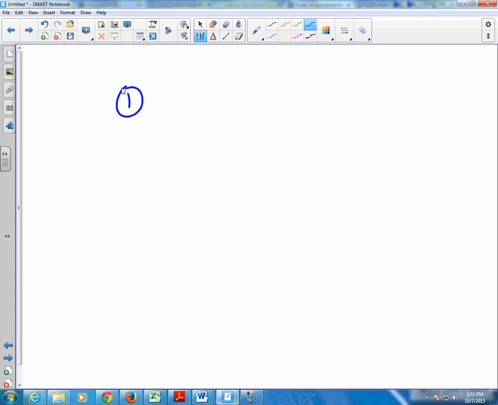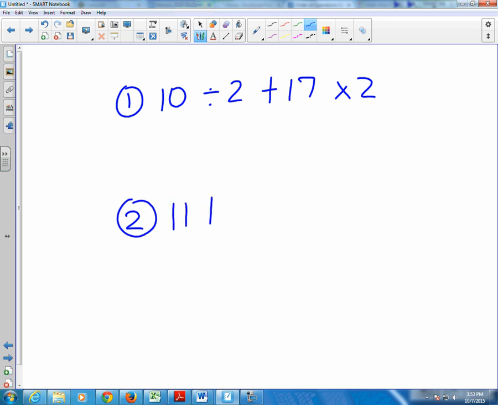Number 1: 10 divided by 2 plus 17 times 2. Leave enough space because you're working the problems down now. And number 2, we're going to do 11 plus 14 divided by 7 minus 6.